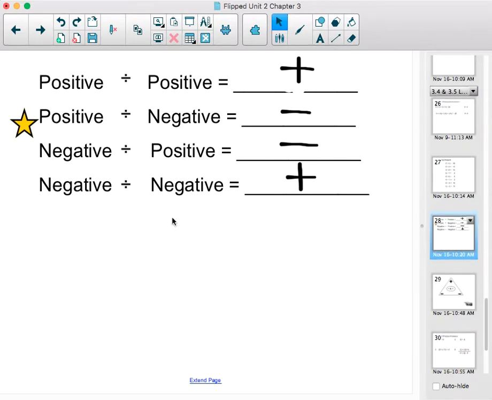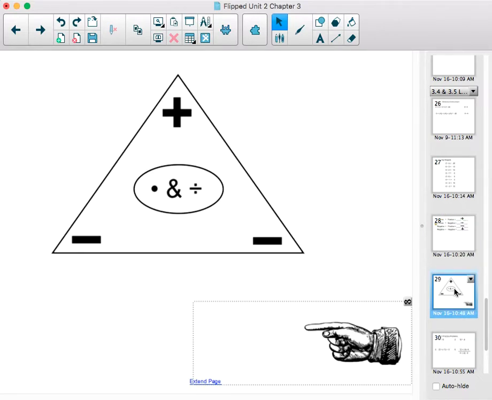These rules aren't too hard to remember, but if you're a visual learner, you might like what I'm going to show you next. This is a little graphic that can help you remember the rules for multiplying and dividing integers. It's a triangle. In the top, we have a plus sign. In the bottom two corners, we have minus signs or negative signs. And the way this works is if we have a multiplication problem or a division problem, we cover up the signs of the two numbers in the problem.